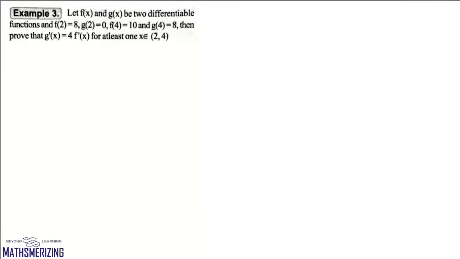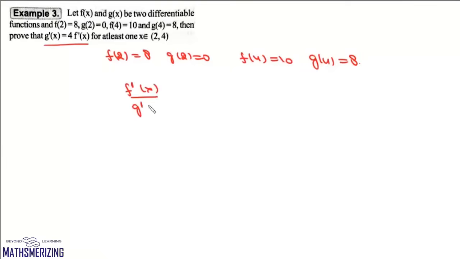Now here the question is, let f(x) and g(x) be two differentiable functions such that f(2) is 8, g(2) is 0, f(4) is 10, and g(4) is 8. Then prove that g dash x equals 4 f dash x. If we write Cauchy's mean value theorem, we can write f dash x upon g dash x will be equal to f(4) minus f(2) upon g(4) minus g(2) for at least one x in the interval 2 to 4.